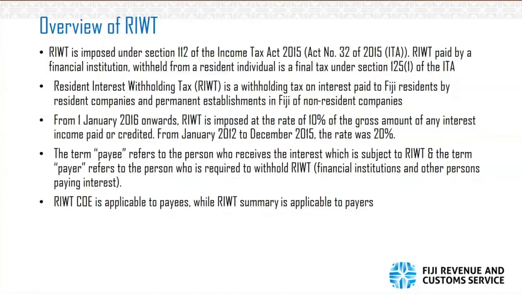Again, the RIWT certificate of exemption is applicable to payees. They will apply for the exemption. And the RIWT summary, which is the second part, is applicable to payers.